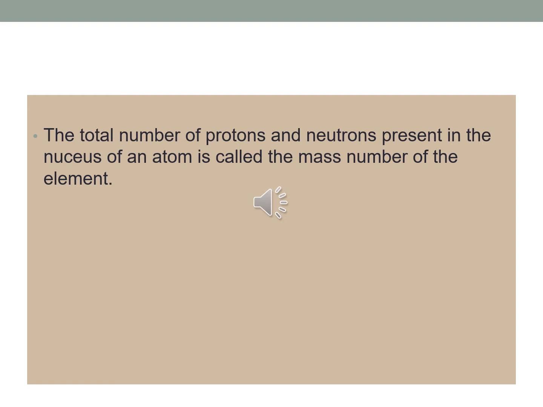Now what is the symbol? It is represented by the symbol A. Already you know atomic number is represented by the symbol Z, but the mass number of the element is represented by the symbol A. And it is always written as a superscript near the symbol of the element. So where A comes, it should be written as a superscript.